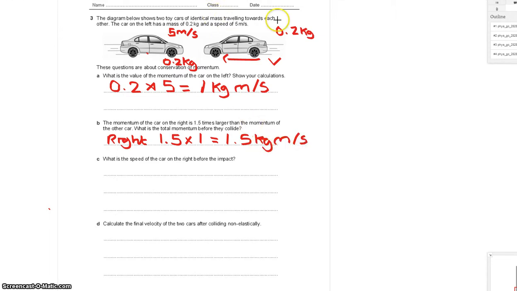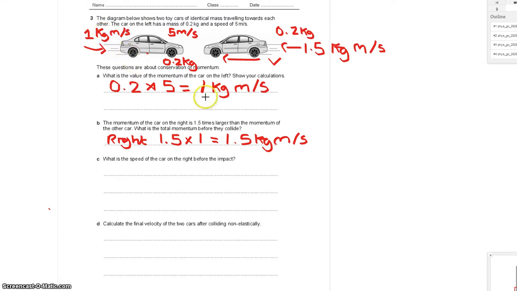Now if you do put this on your diagram, you'll realise that the momentum of the car on the right is bigger than the momentum of the car on the left. And because they're going in opposite directions, we have to take that into account when we work out their total momentum. So if it's 1.5 going this way, and only 1 kilogram meters per second, like so.